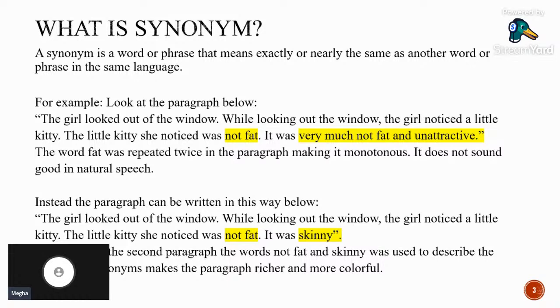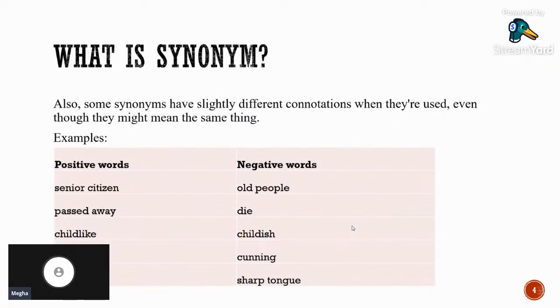It gives more meaning and is more attractive to the people who are having the conversation, or to the person who is saying the given statement. So for you to sound nice, and for people to say that you have good vocabulary, using synonyms then and there is required. Okay, that is what a synonym is. So here they have some examples. Also, some synonyms have slightly different connotations when they are used, even though they might mean the same thing.